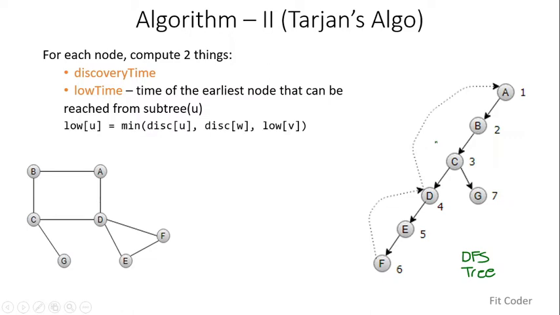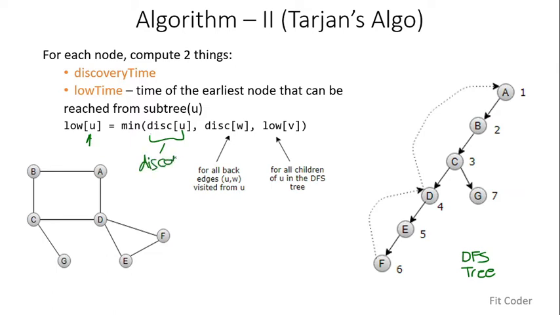If we have to find low time for a particular node U, then it will be a minimum of 3 variables. First is the discovery time of U, so this is the discovery time. Then the discovery time for the back edges which are visited from that node, and the low time for all the children of U in the DFS tree.